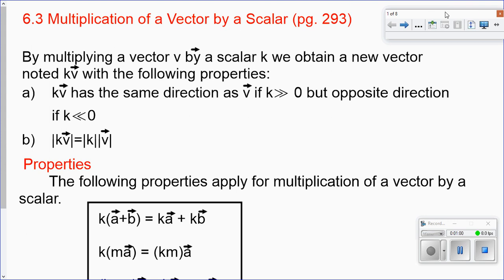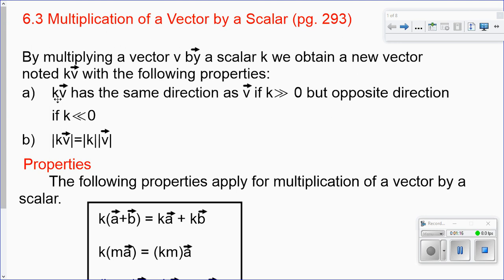All right, so multiplication of a vector by a scalar. Now, a scalar is a constant, right? A constant quantity, and we can multiply our vectors by a constant quantity. This particular short section is found on page 293, and starts with a couple of properties here.